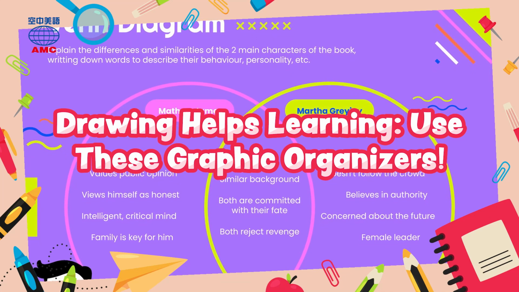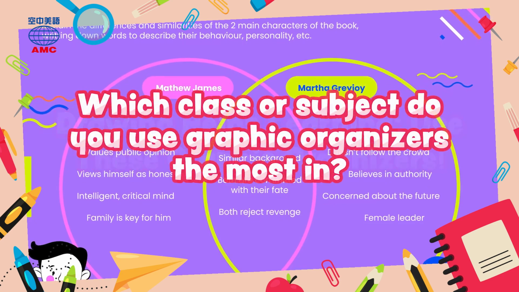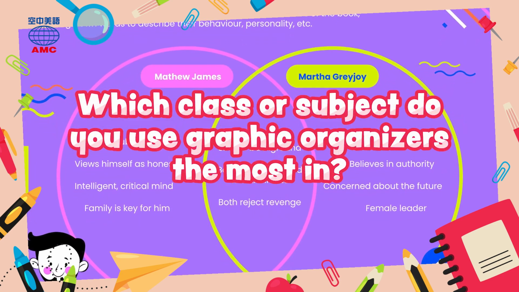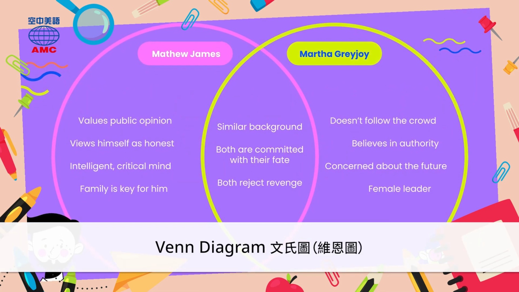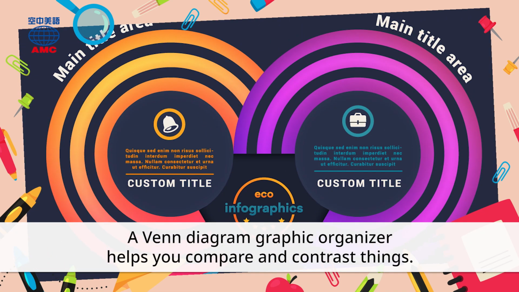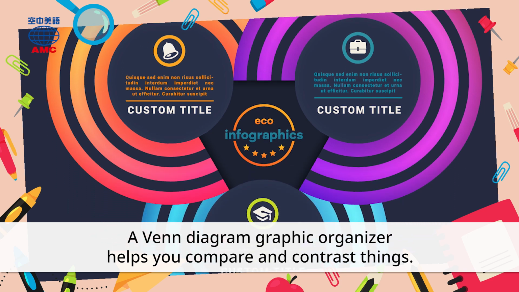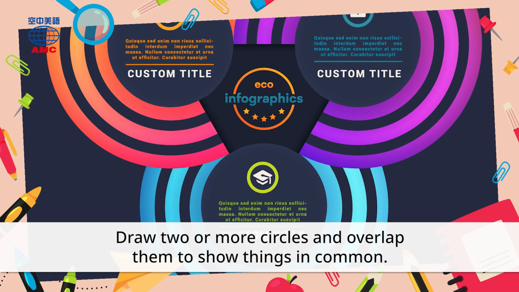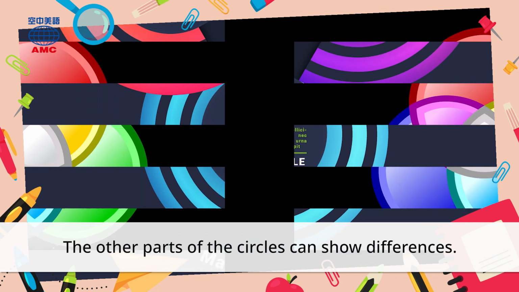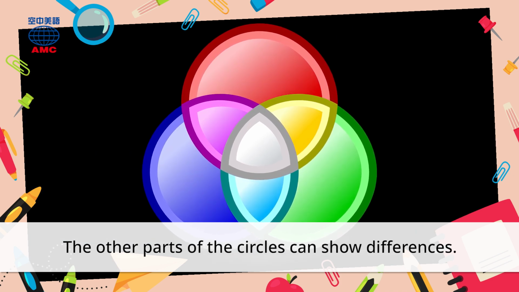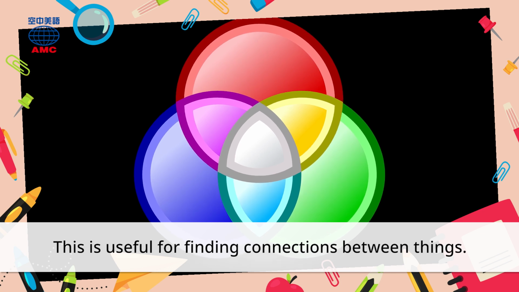Drawing helps learning. Use these graphic organizers. Warm-up question. Which class or subject do you use graphic organizers the most in? Venn diagram. A Venn diagram graphic organizer helps you compare and contrast things. Draw 2 or more circles and overlap them to show things in common. The other parts of the circles can show differences. This is useful for finding connections between things.